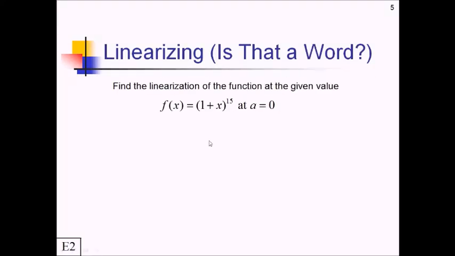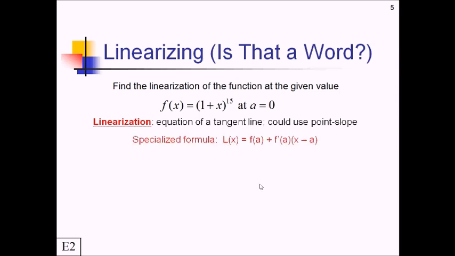For our next problem, we'll find the linearization of this function at this given value. Now what we're asking for here is the equation of a tangent line, and you could use point slope to give this. You could find the slope of the tangent line and the point that it goes through. Or you could use this specialized formula that everybody else uses, L of x equals f of a plus f prime of a times x minus a. Here it is again, in case you didn't see it.